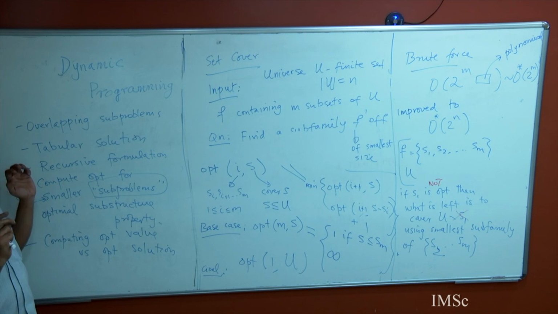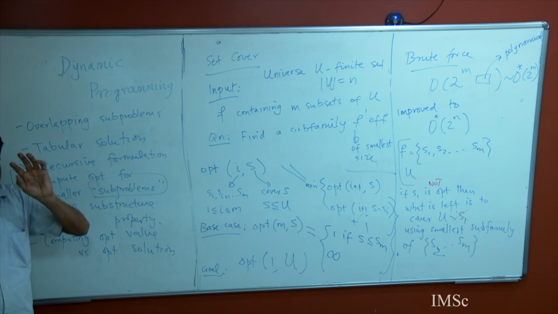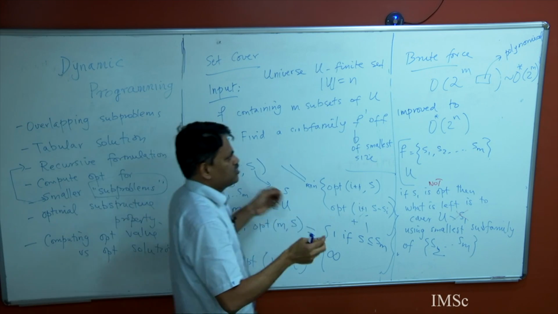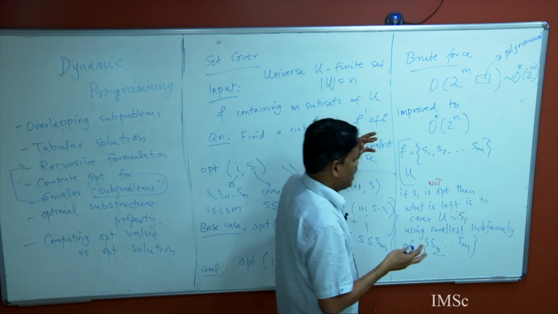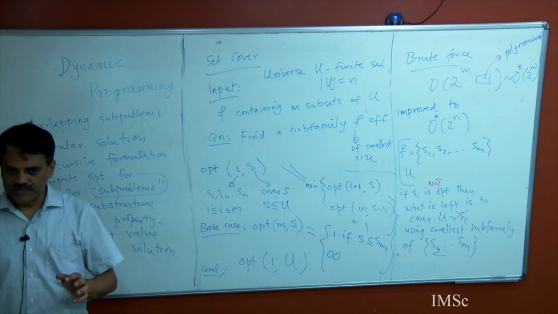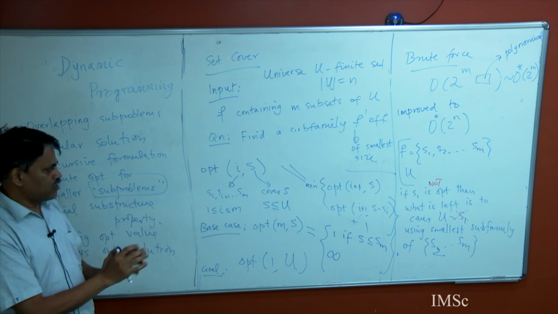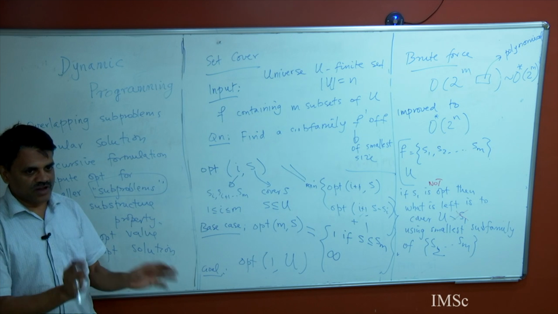So you somehow figure out a choice. Here the choice function was, should I take S1 or not, or Sm or not. That tells you some subproblems, optimum substructure, recursive formulation, table, base case, we are done.